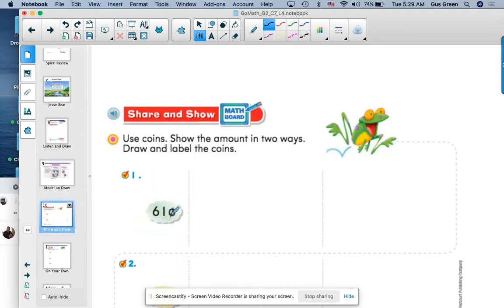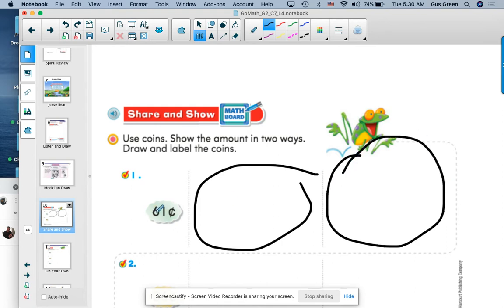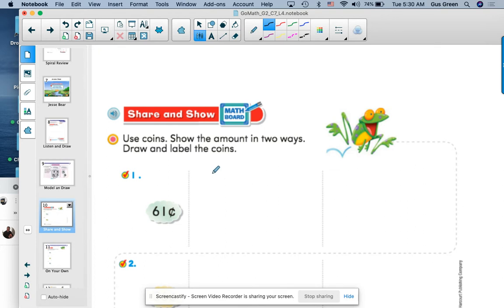61 cents. So in your book today, you're going to want to write two different ways, and they give you two big areas here to draw your coins in, two different ways to make 61 cents. Where are my circles? The first way I'm going to do is I'll make an easy one. I'll do dimes and pennies. Dimes and pennies I think are easy because it's like tens and ones. Dimes are worth 10 cents. So 61 would be 6 tens and 1 one.